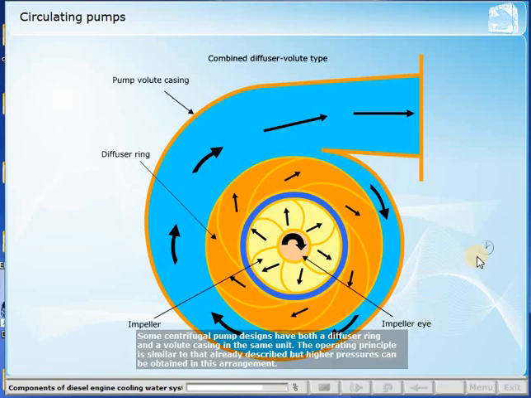Some centrifugal pump designs have both a diffuser ring and a volute casing in the same unit. The operating principle is similar to that already described, but higher pressures can be obtained in this arrangement.